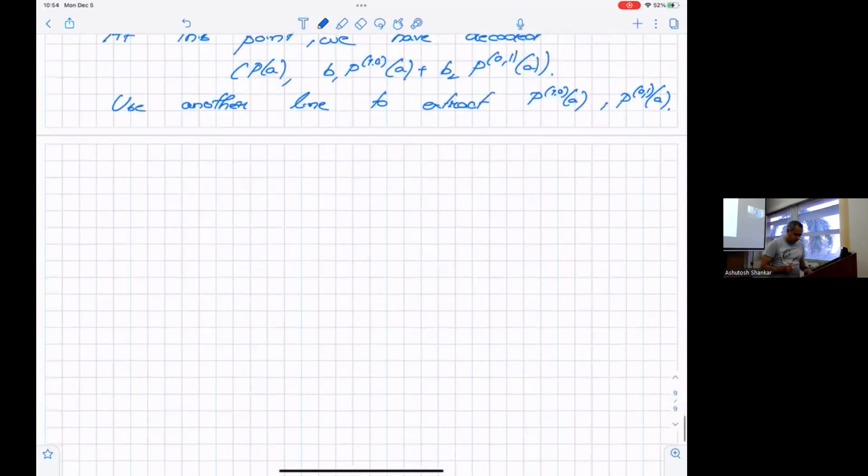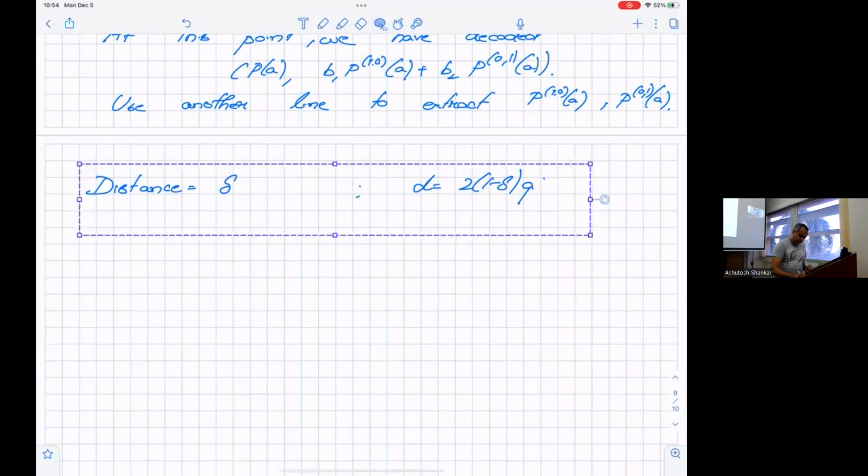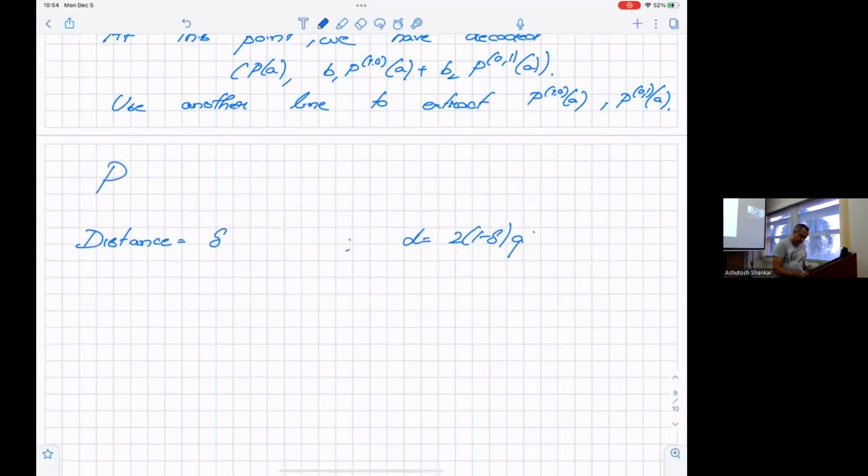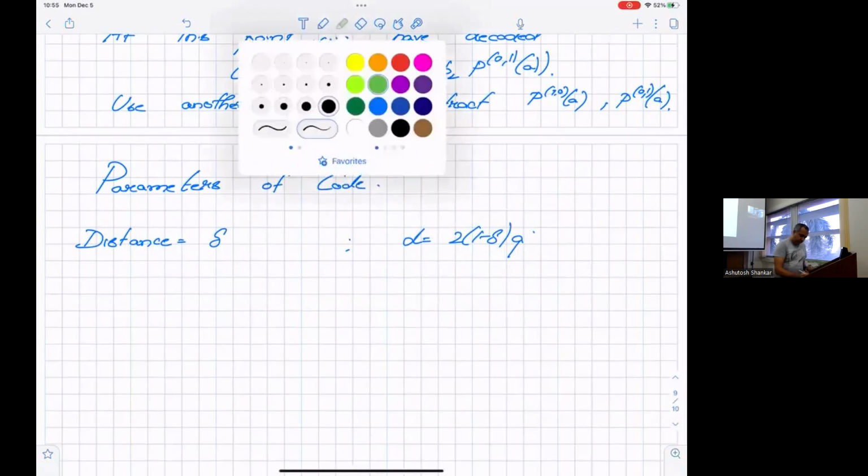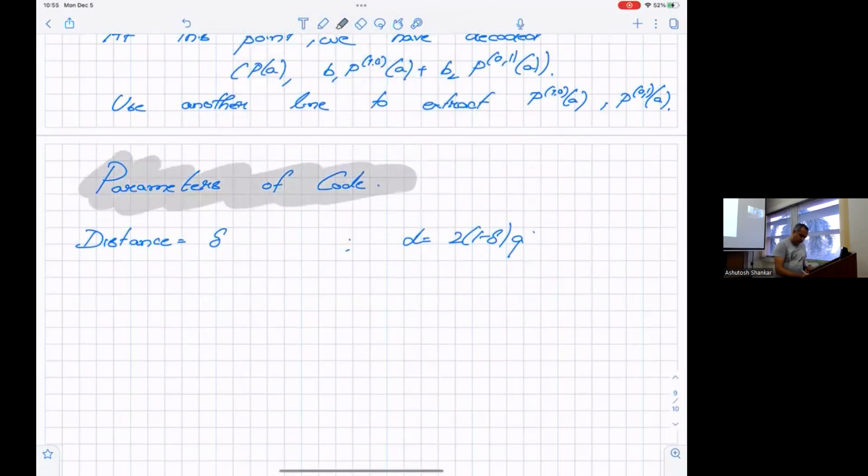So let's see the parameters of this. We already saw the distance of the code, some delta, for which we'll have to set D to be 2 times 1 minus delta by Q. And let me parallelly write this. The more general setting will be D equal to S times 1 minus delta Q. You want distance, you handle it.